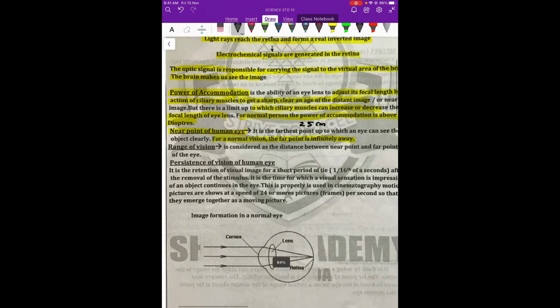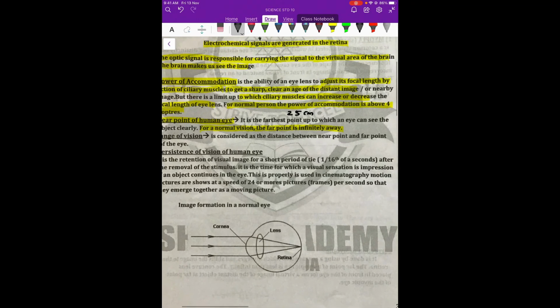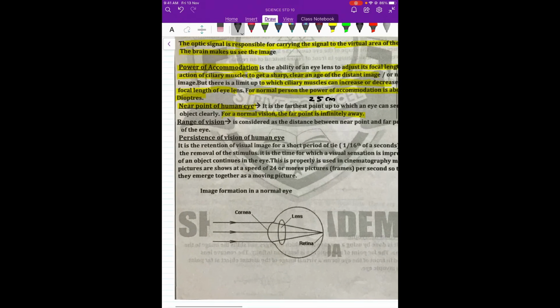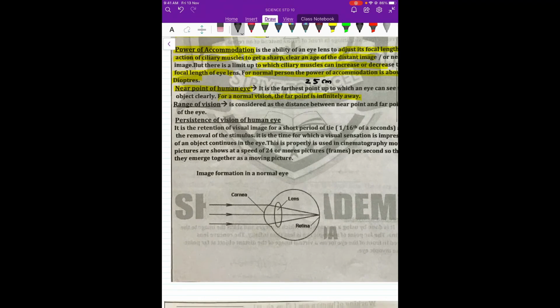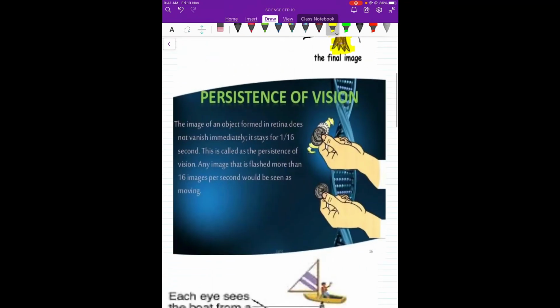Then what is called the range of vision? The range, as we have studied in statistics, is the difference between the maximum and the minimum values. Similarly, the range of vision in physics in the human eye is considered as the distance between the near point and the far point. Now there is one important property of the human eye called persistence of vision. So what exactly do we mean by persistence of vision?